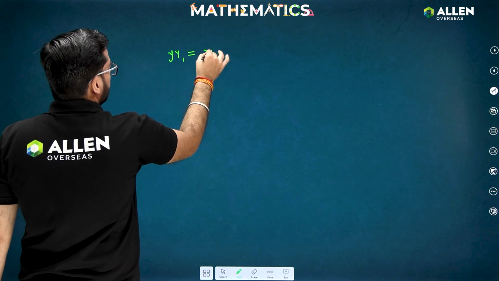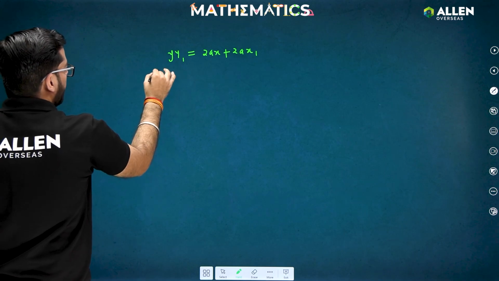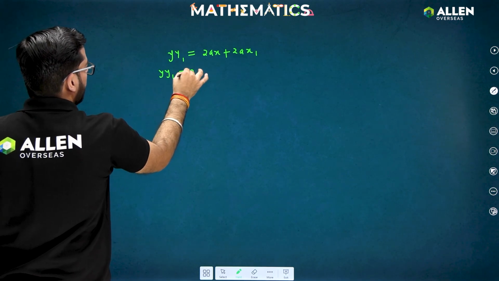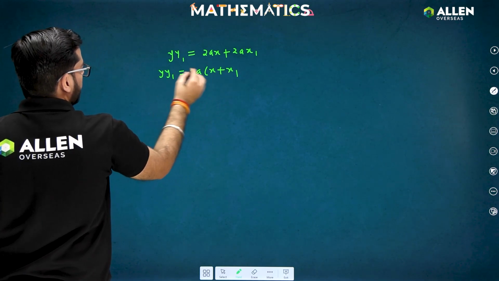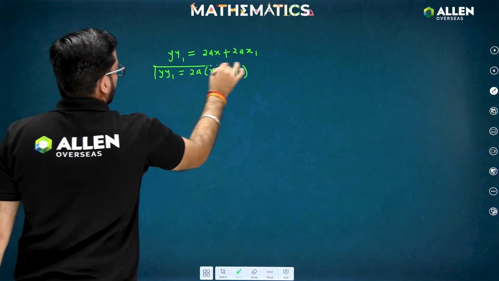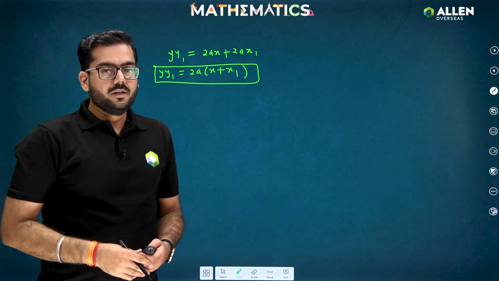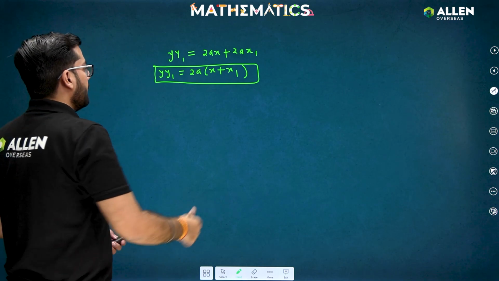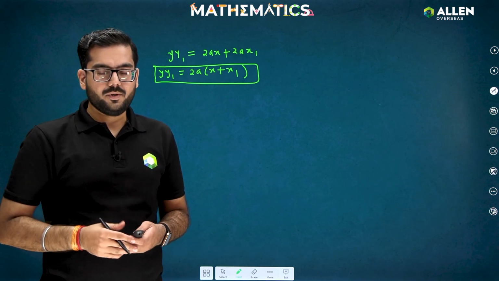So 2ax plus 2ax1. You can take 2a common, then you will get x plus x1 is the equation of tangent for this parabola.